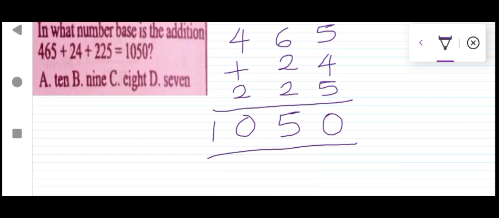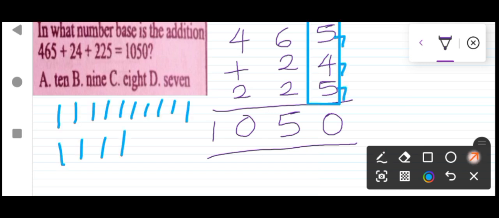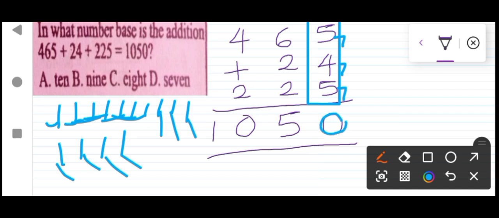So let's go with the last option and see base 7. We want to check because we are working in base 7. So every count of 7 becomes 10. 1, 2, 3, 4, 5, 6, 7. So that is 10 already. So let's check the other one. 1, 2, 3, 4, 5, 6, 7. That's another 10. So making a total of 20. So we write 0 and we keep 2.